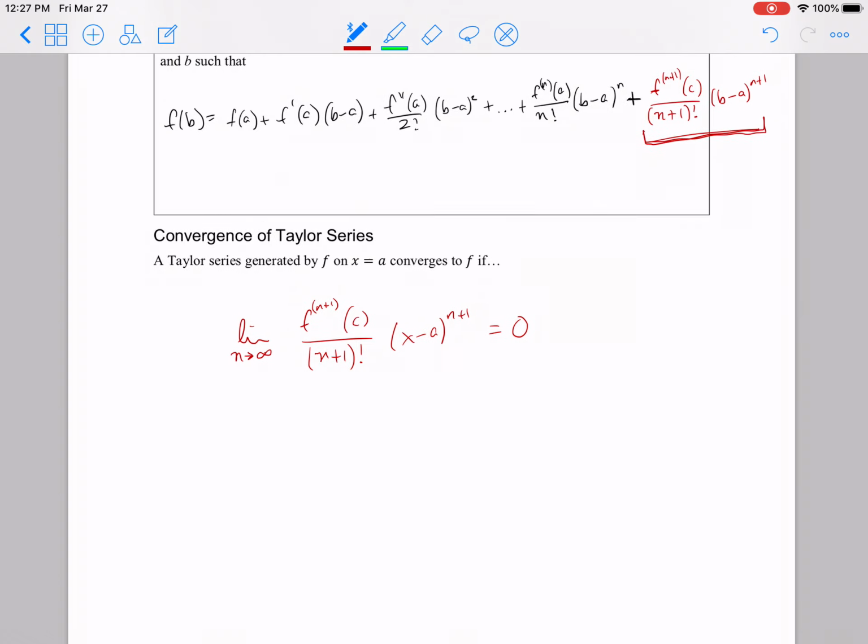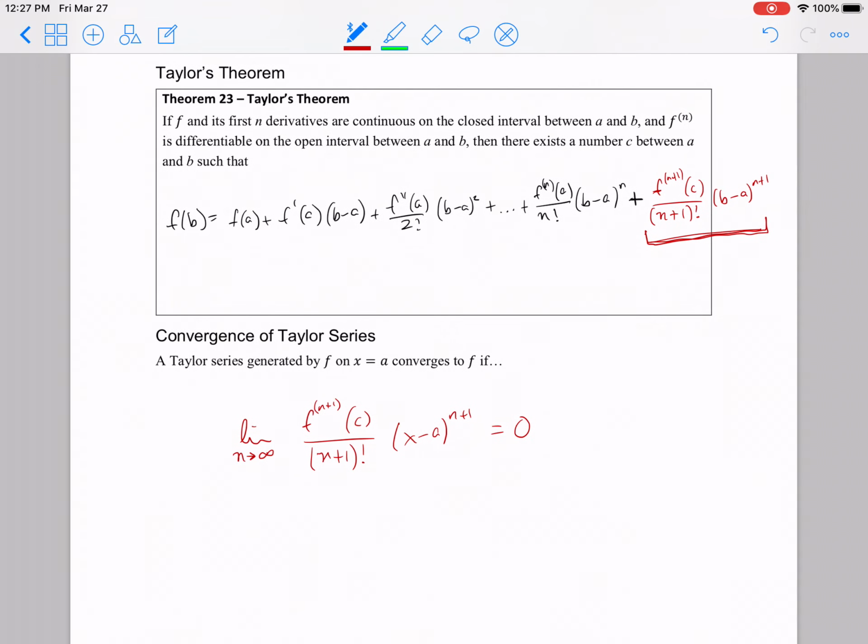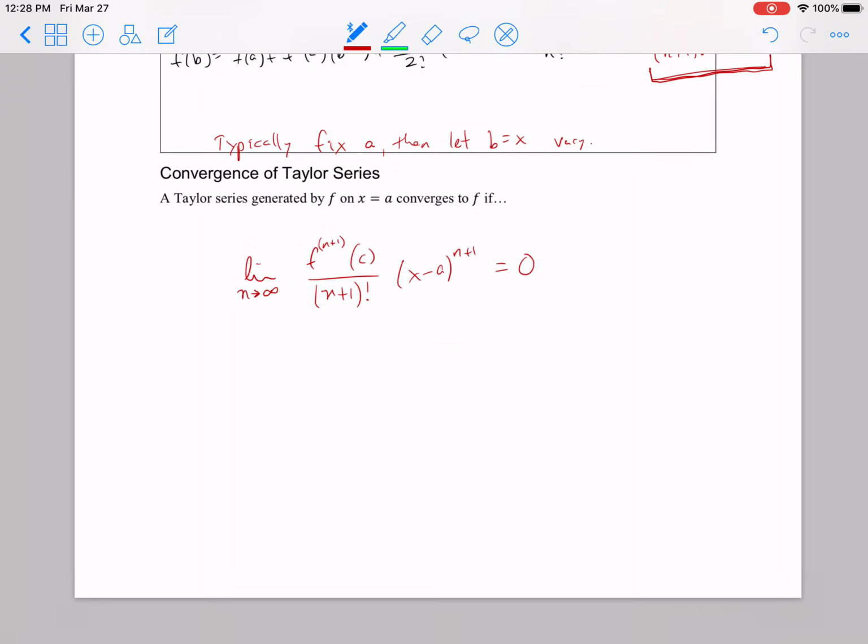Now, one of the things we're going to do up here with this Taylor series, what's most common to do to find this remainder, is actually to fix a point a. So typically, you're going to fix a, like make it 0 or some number, and then you're going to let b just be some variable like x. So let b equals x, and it can vary. Okay? And so we're looking between a and some x. Kind of like if we integrated from a to x, if you want to think of it that way.